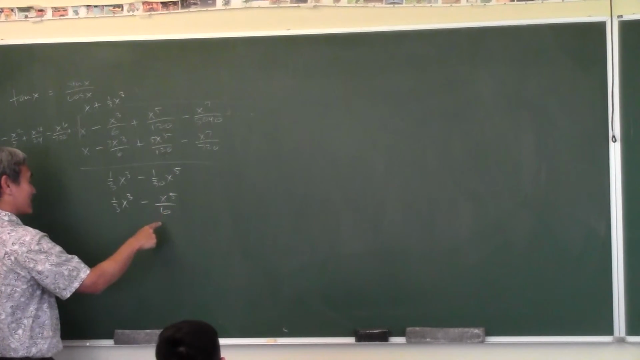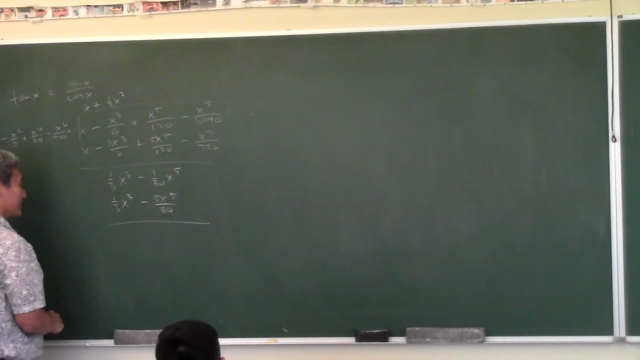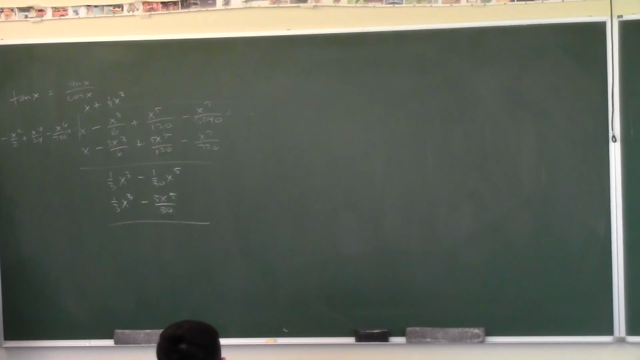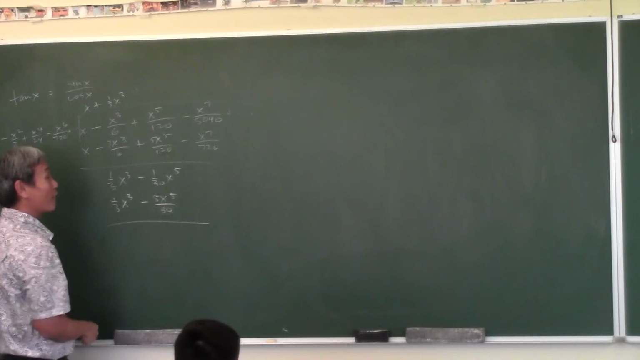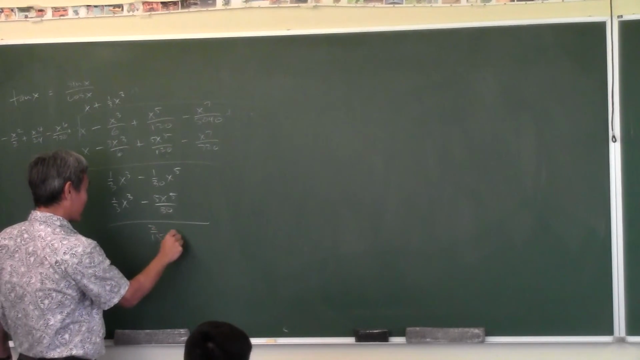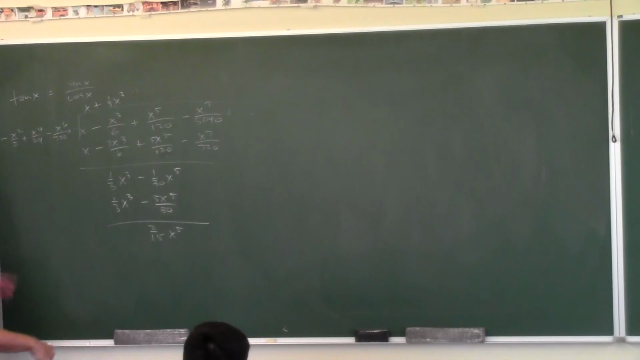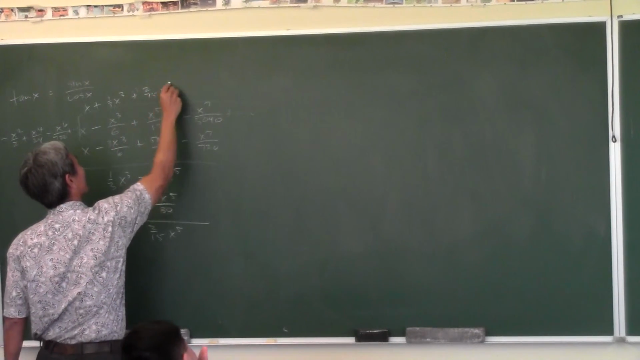But isn't 5 over 6 the same thing as 25 over 30? Subtract. We know that one's 0. Subtract this one. 4 over 30, which can be reduced to 2 15ths x to the 5th. And then you do it all over again. 1 goes into that how many times? Plus 2 15ths x to the 5th.